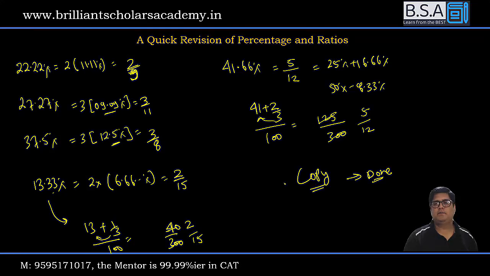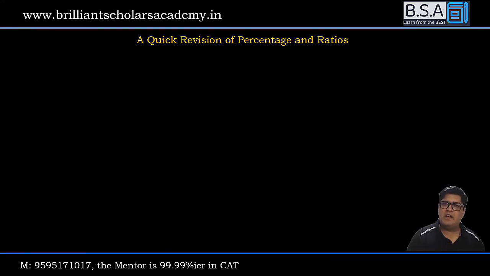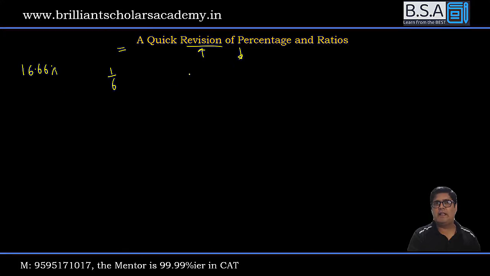Good. Let us move on. Now again, we are still revising this. If I ask you three things, 16.66 percentage, I want to know what is this equal to, how to increase, how to decrease. This is equal to 1 by 6. You want to increase, you multiply 7 by 6. You want a decrease, you multiply 5 by 6.